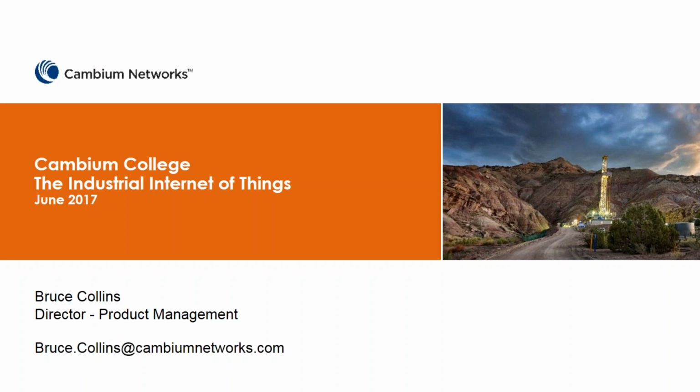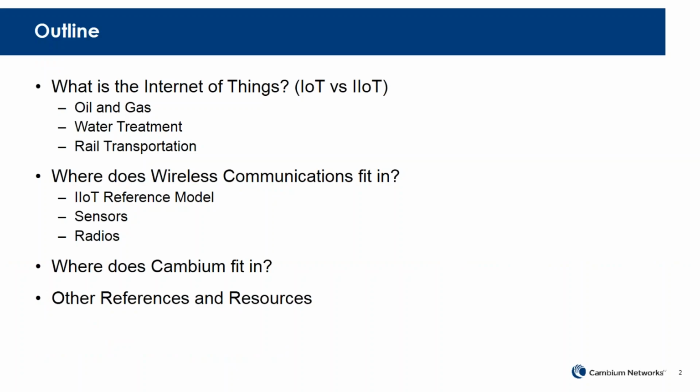So again, fire away with any questions you have. This is fairly high-level material, but if you want to dig deeper into any topic, please feel free to chime in on the chat window. So again, the outline of the session today is: what is the Internet of Things? How does IoT compare to IIoT? We'll talk about some examples in various heavy industry: oil and gas, water, and rail.